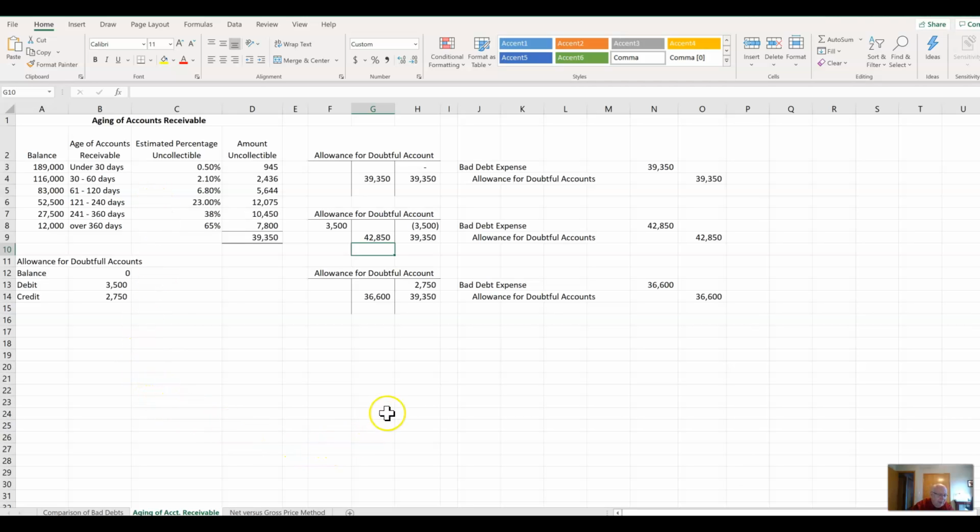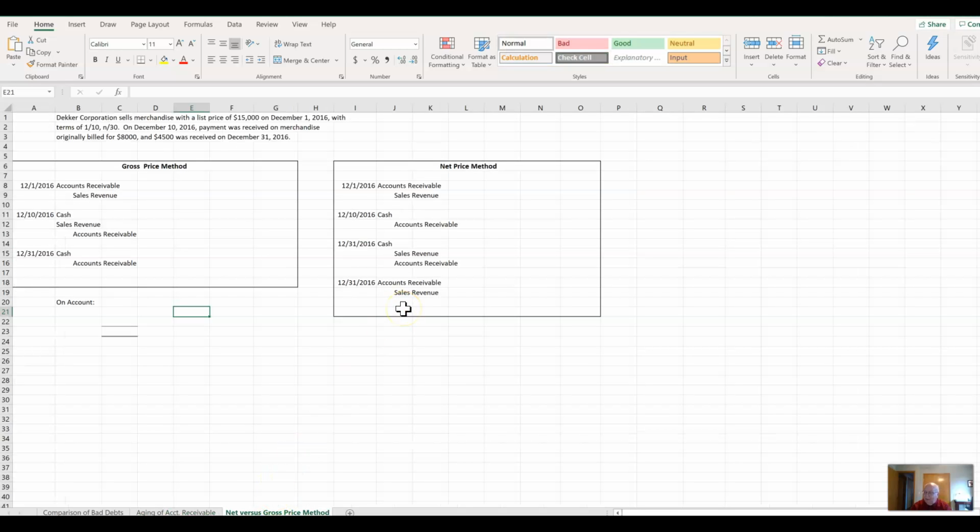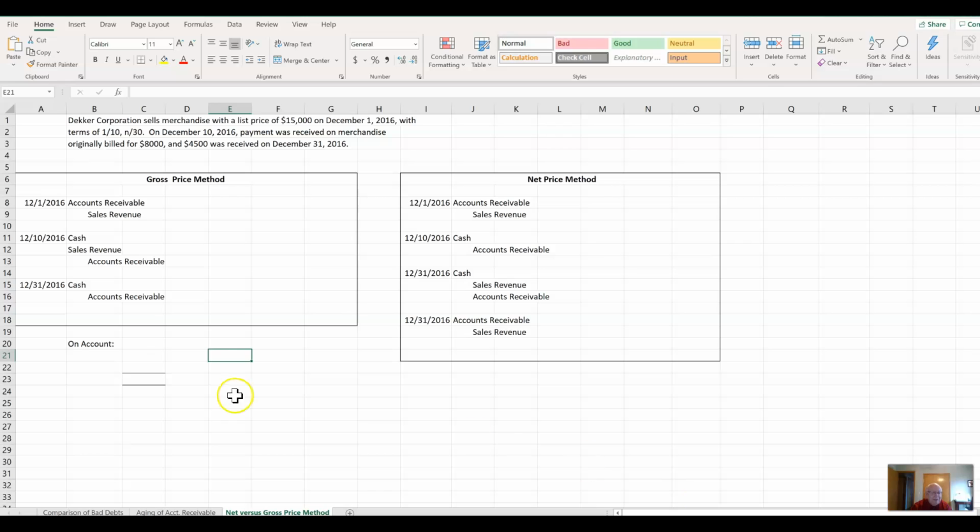Okay, now the other one we have here is the net method versus the gross method. This is a little different. I need to expand that so you can probably see it. Deca Corporation sells merchandise with a list price of $15,000 on December 1st, with terms 1/10 net 30. Remember, the 1/10 is a 1% discount if paid within 10 days. The net is due in 30 days. On December 10th, payment was received on merchandise originally billed for $8,000, and $4,500 was received on December 31st.